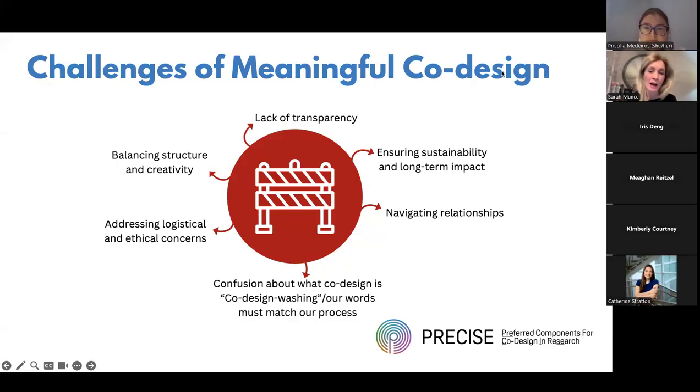And then, finally, this need to balance structure and creativity. So many of you will be familiar with the fact that co-design can involve quite creative pursuits. But how do you balance that within, say, the confines of a research project, or even when proposing your co-design activities?